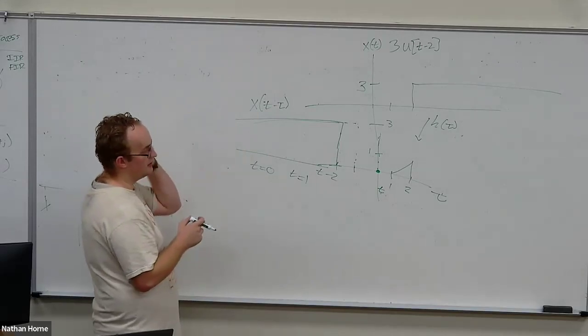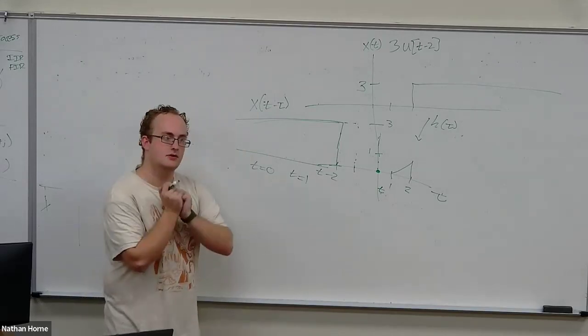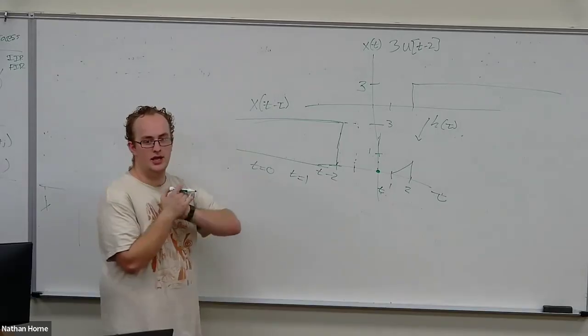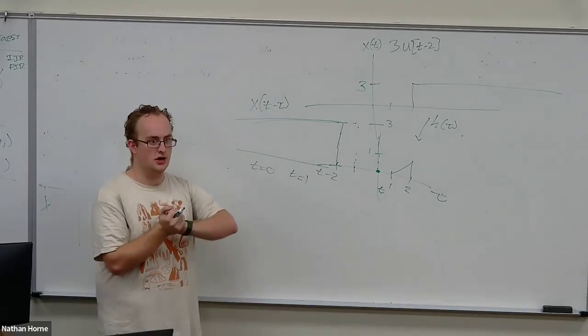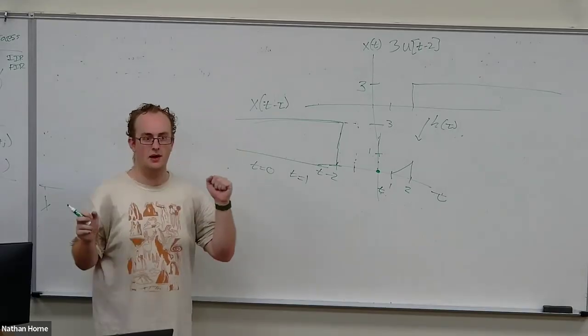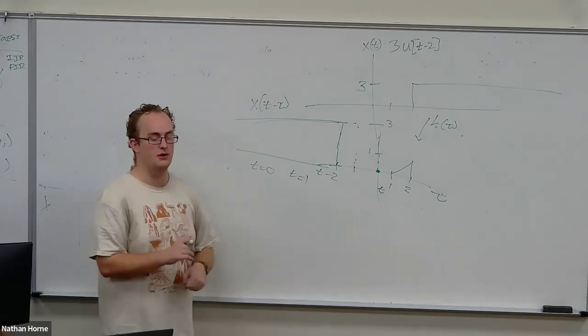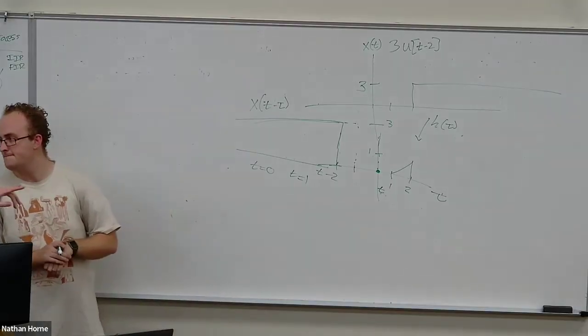Now, what we're gonna think in terms of this convolution is when does an edge hit an edge? That's when things change in our convolutions, right? When things start overlapping or when they stop overlapping, when an edge of the moving function hits an edge.